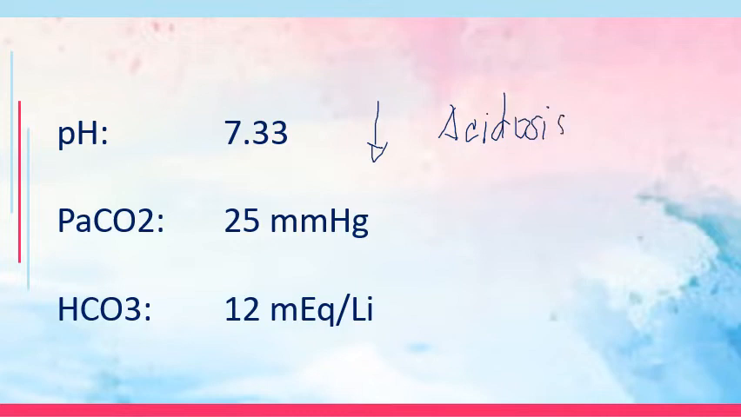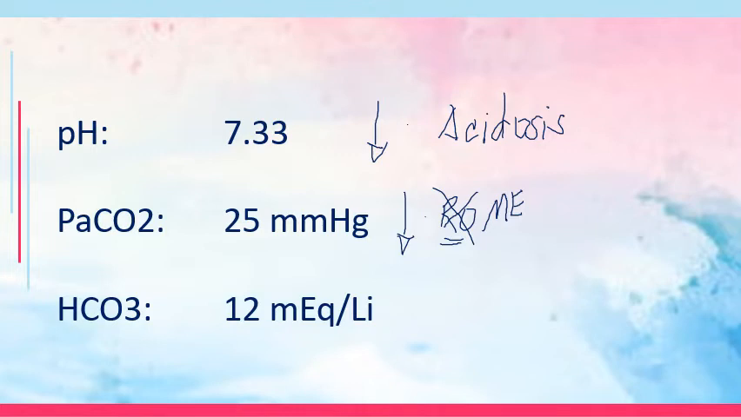PaCO2. Is this up or down? Normal value is 35 to 45. This is decrease. Hence, is this a respiratory problem? For us to know if this is a respiratory problem, are the arrows opposite for the pH and PaCO2? No, the arrows are not opposite, so this is not a respiratory problem.